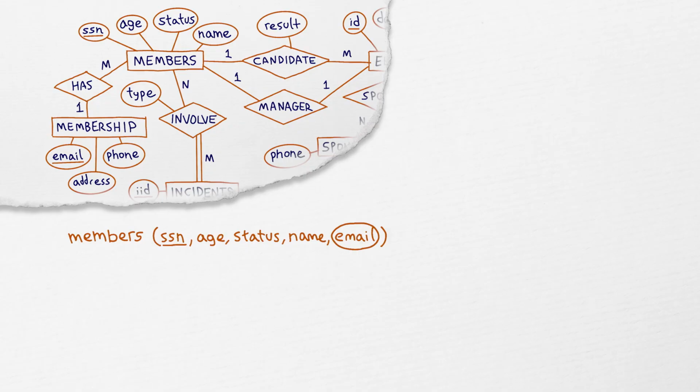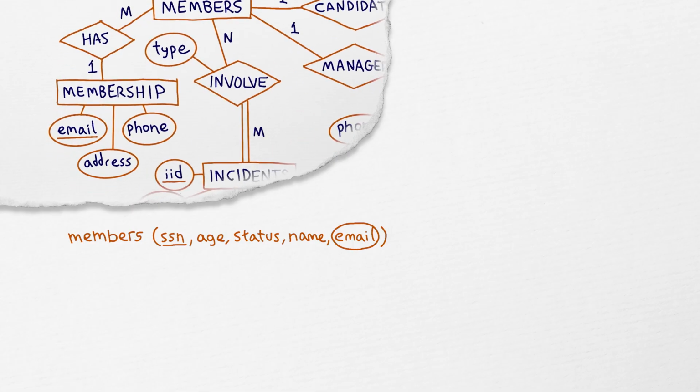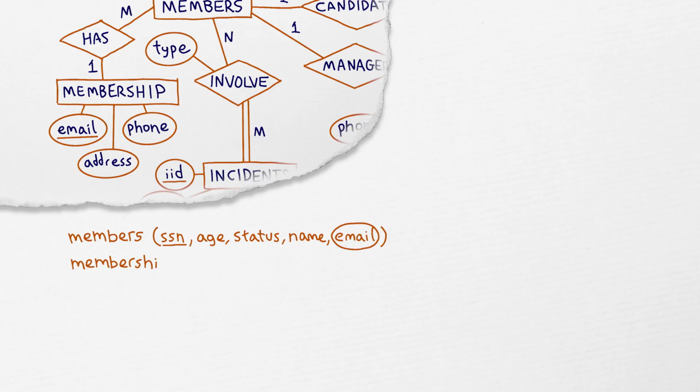Let's now go with the entity set membership. If we go around, there is no other relationship but the one, has, that we already used to pass a foreign key to members. Therefore, membership doesn't have any foreign key. So membership, no foreign keys, and we just list the attributes, which are the email, the address, and the phone number. We will underline email because that's the primary key. Okay, so we're done with that area in the diagram, members and membership.